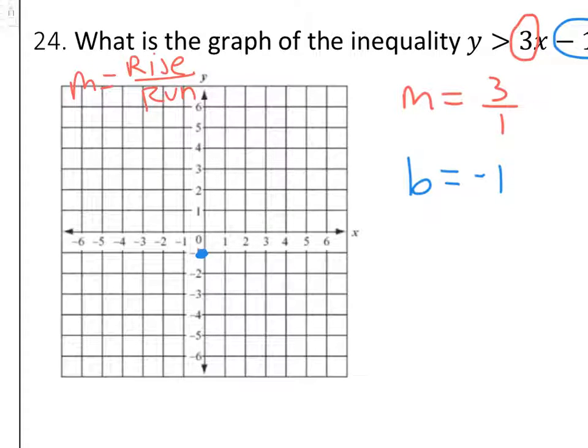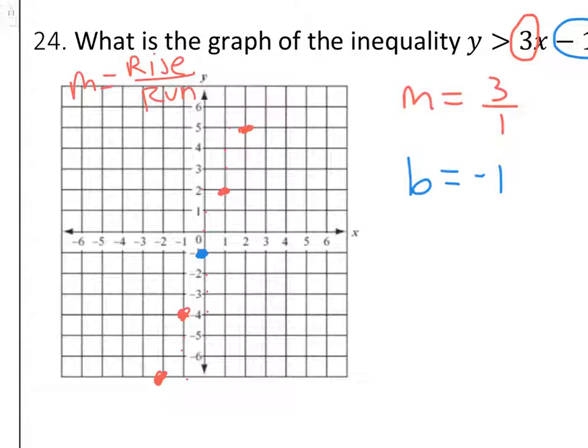Rise over run. So starting from the y-intercept, we're going to go up 1, 2, 3 because it's positive, and then to the right 1 because that is positive as well. You want to go positive, positive. So let's go up 1, 2, 3, and to the right 1. And then let's go the opposite direction, and we're going to go negative, negative. We're going to go down 1, 2, 3 to the left 1. Down 1, 2, 3 to the left 1.